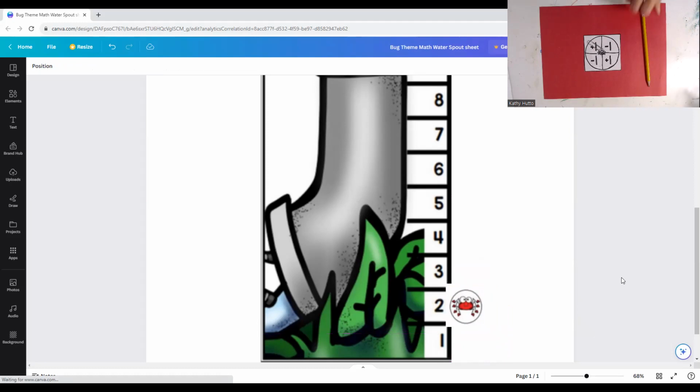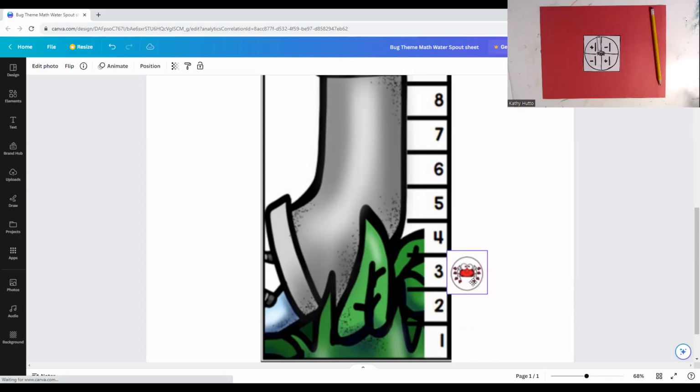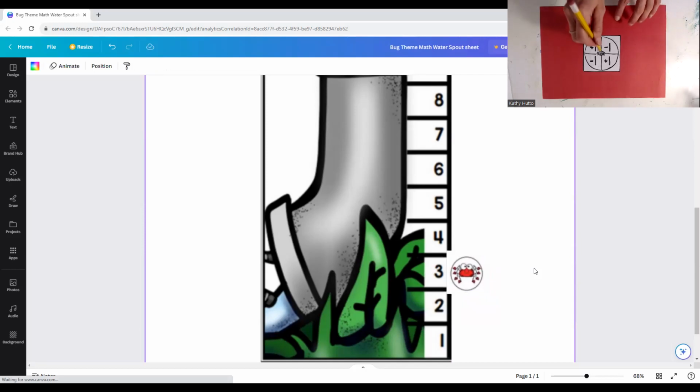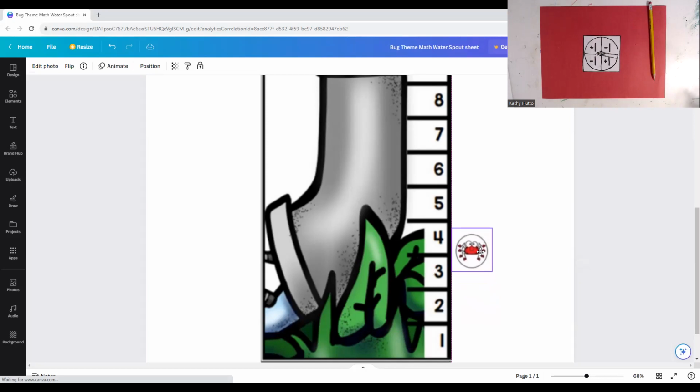All right, let's spin again. Oh, I think it's on +1. So 2 + 1 is 3. 2 + 1 is 3. We're moving up the water spout. Spin. Oh, it's on +1 again. 3 + 1 is 4. Good. 3 plus 1 is 4.